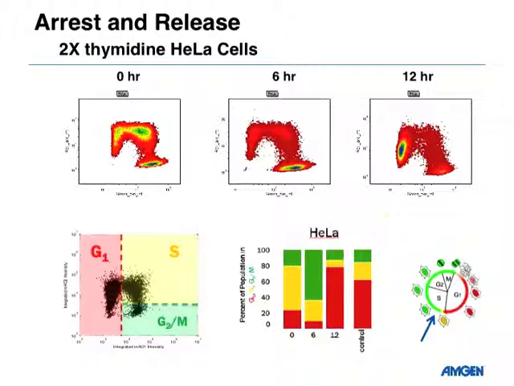At 6 hours, you're progressing through the cell cycle, going into G2M, and you'll see that population down here. And at 12 hours, most of the cells are in G1 phase. So this is a nice way that, without actually fixing the cells, you could follow this population going out of the thymidine block into the different stages of the cell cycle.